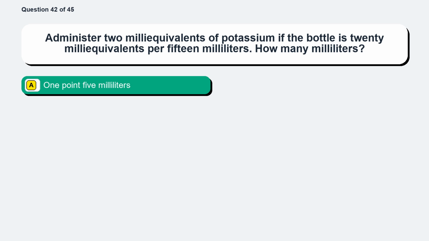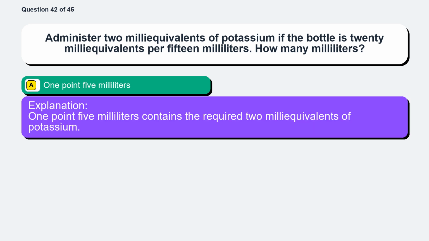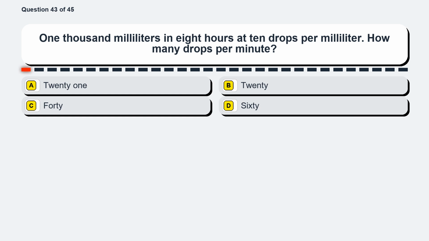The correct answer is option A. 1.5 milliliters. 1.5 milliliters contains the required 2 milliequivalents of potassium. Question 43. 1000 milliliters in 8 hours at 10 drops per milliliter. How many drops per minute? Option A, 21. Option B, 20. Option C, 40. Option D, 60.